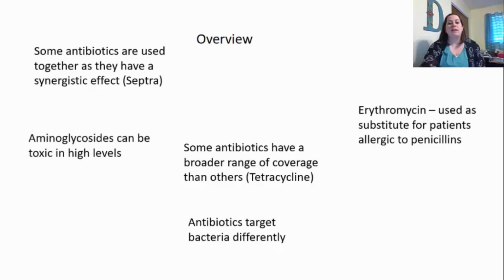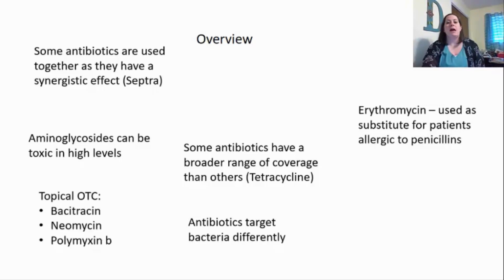We also see the aminoglycosides can be toxic at high levels, so it's very important to know the safe range that we can use them in, and this is why blood work with the troughs and peaks are important for this group. We see that some of these antibiotics are actually topical over-the-counter medications. This includes bacitracin, neomycin, and polymyxin B.